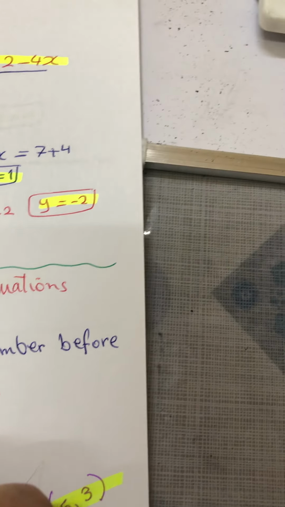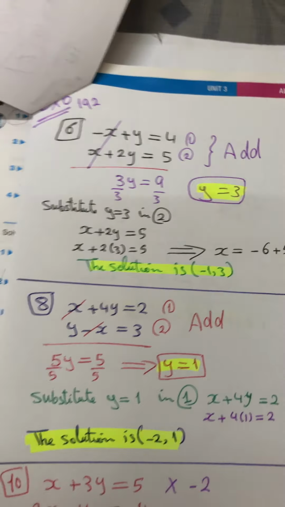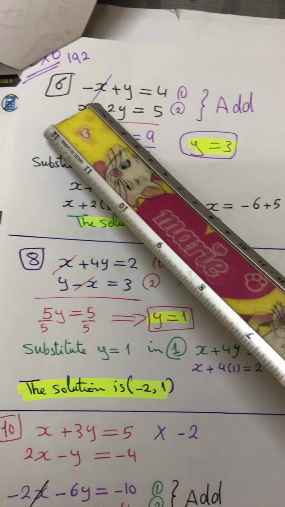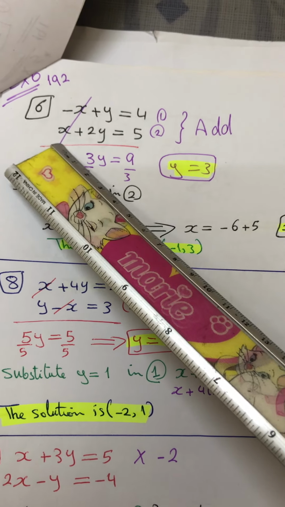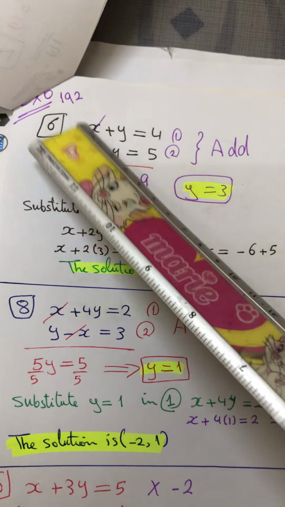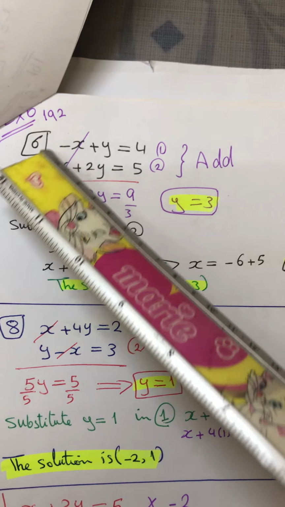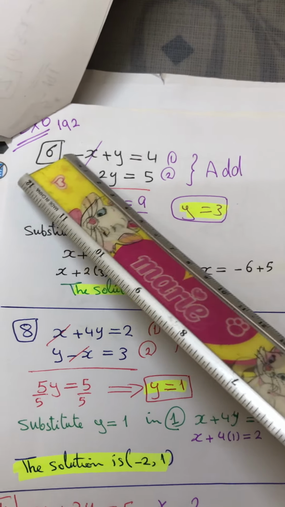Okay. Now I'm still in exercise 6, page 129, question number 6. I have negative x plus y equal 4, the first equation. The second equation, positive x plus 2y equal 5. I have opposite sign for the number before the x's. I have 1x negative and 1x positive.